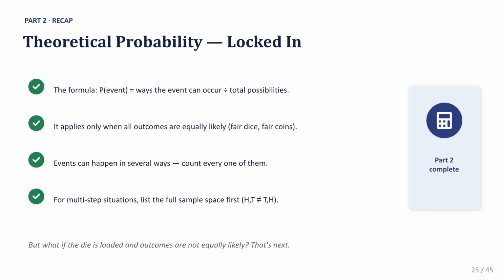Here is our recap for part 2. The theoretical formula relies on equally likely outcomes. Remember to count all ways an event can occur, and always list the sample space for multi-step experiments. You are now ready to tackle situations where outcomes aren't so simple. Let's head into part 3.